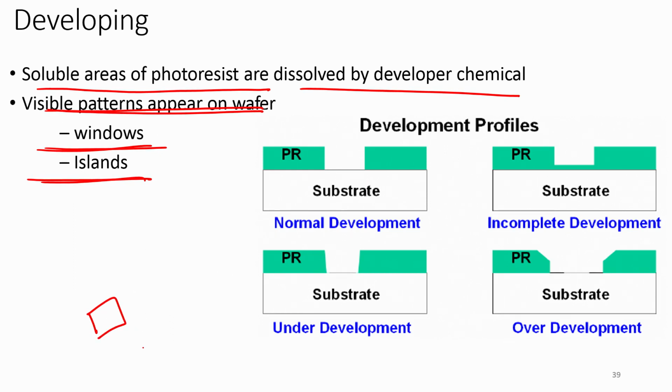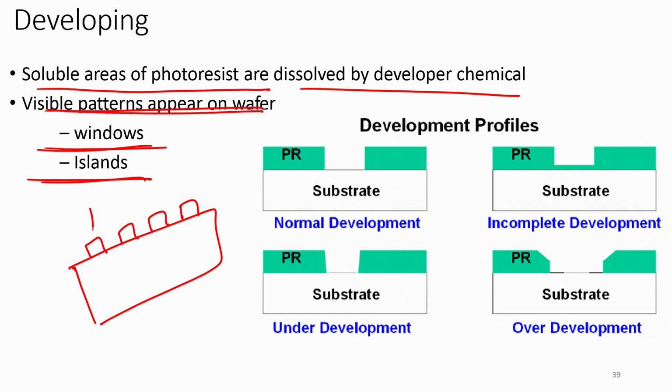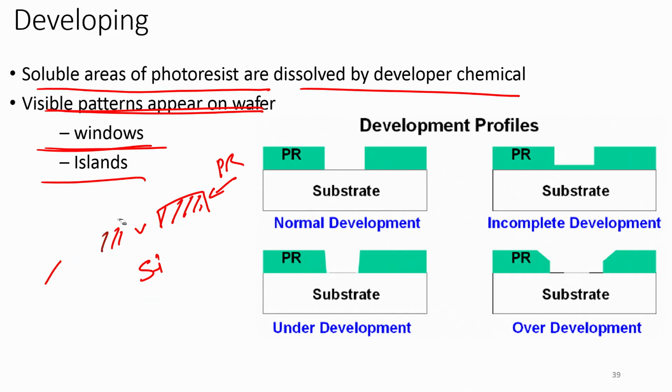Suppose we are designing some electrodes on the wafer, then these are some islands, these are some valleys, right, or we are creating a pattern like this, which is your photoresist. Then this area we want to etch. This is your photoresist, this is your silicon, we want to etch silicon, right. So, this is a window that you have created. We will take an example in a later class.